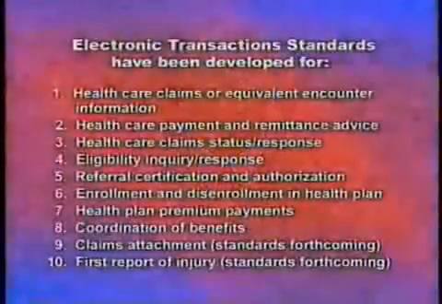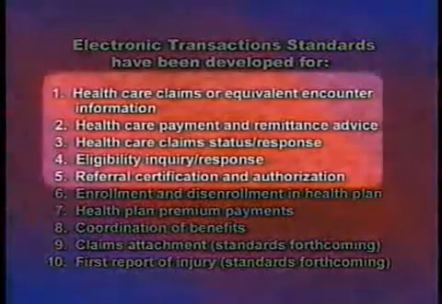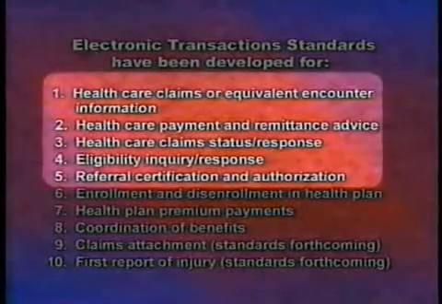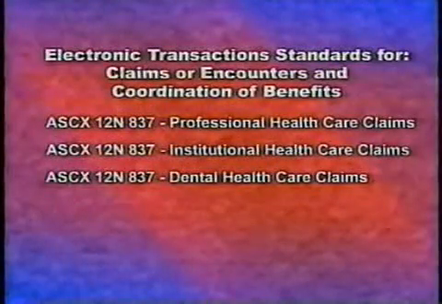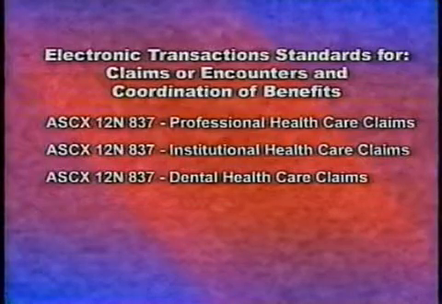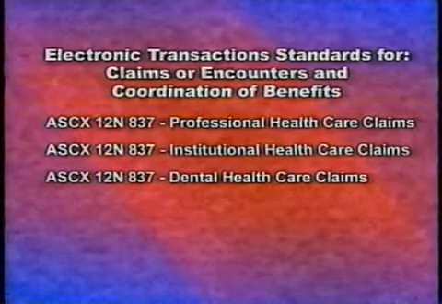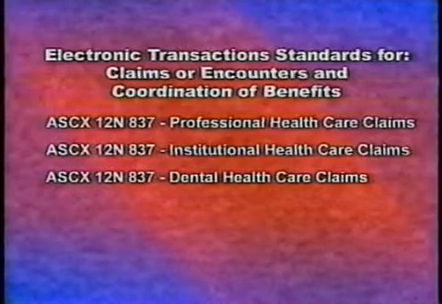Now, let's return to the specific standards that have been adopted for each of the 8 transactions. Please note that healthcare providers should mainly concern themselves with the first 5 transactions, as the other ones may not apply to them. The regulation adopted what is commonly referred to as the ASC X12N 837 format for healthcare claims and coordination of benefits for professional, institutional, and dental claims.